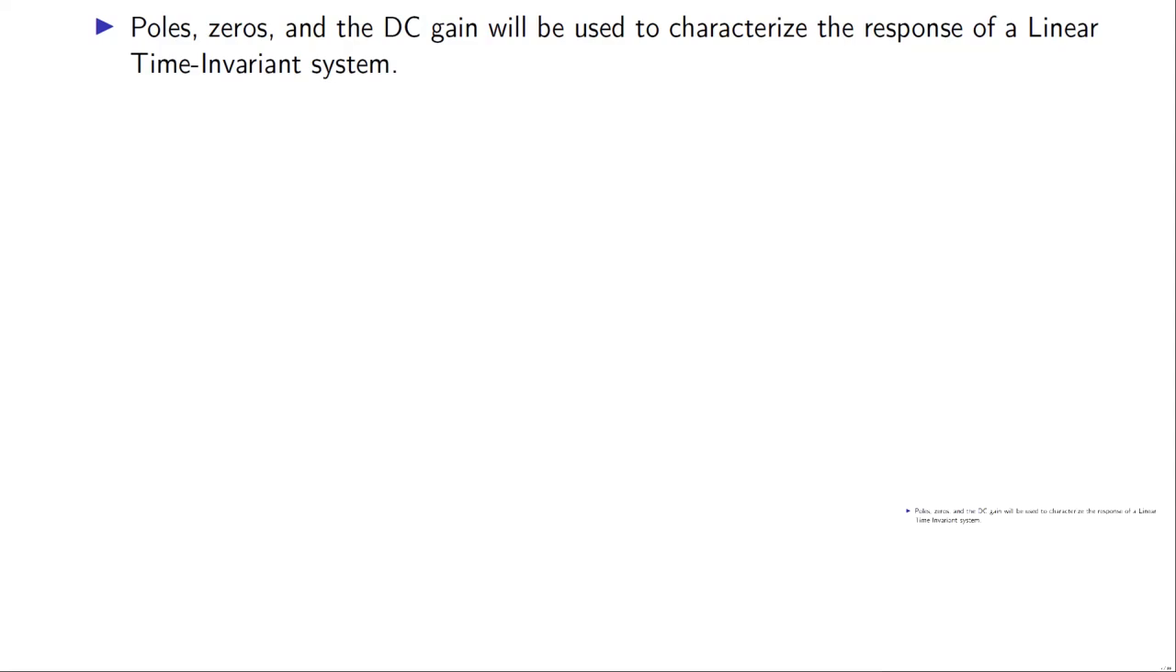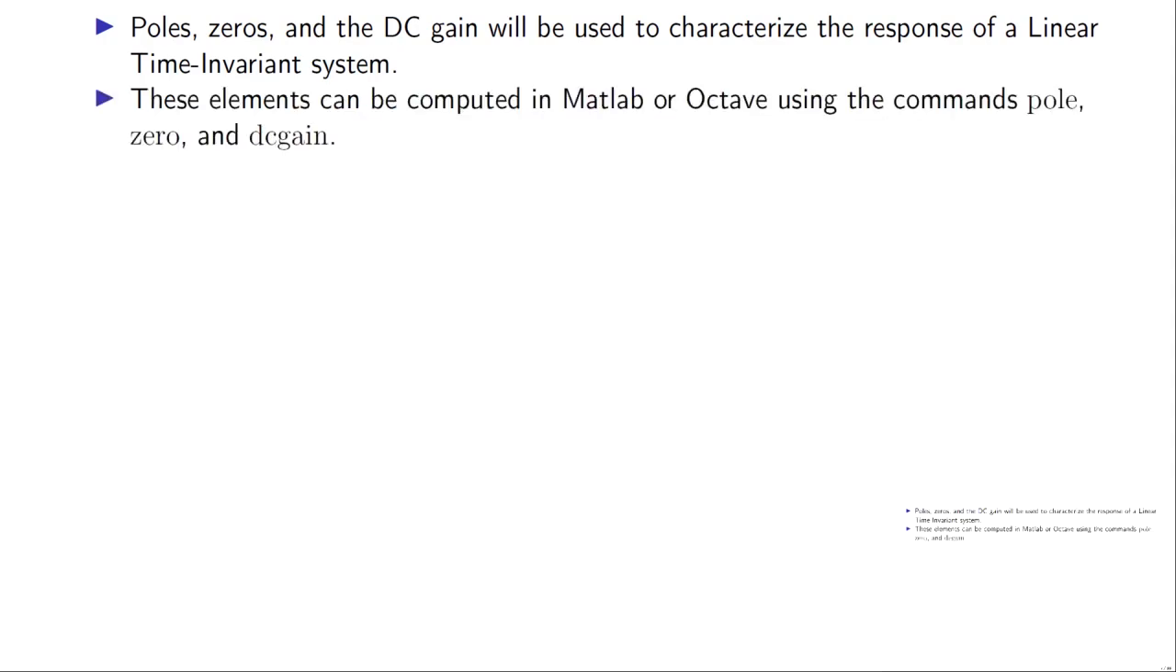Poles, zeros, and the DC gain will be used to characterize the response of a linear time invariant system. It is also important to remember that there are systems that are not time invariant. These techniques would not apply to time-varying systems or nonlinear systems. So here we are in the simple world of linear time invariant systems. For other types of systems, you would use other tools.